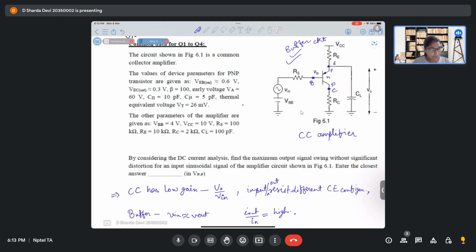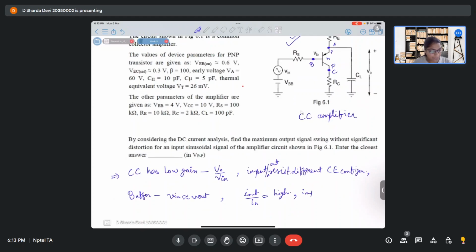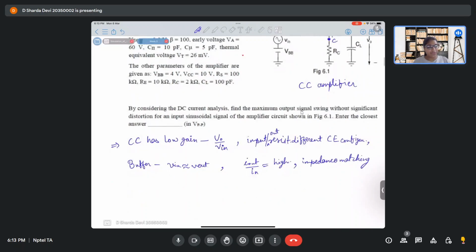And what is the usage other than this? What else can a buffer circuit provide? How about if we think in terms of frequency and delays? Can you think of anything? Ma'am, it is used for impedance matching. Yes, it can be used for impedance matching. So how can we use it for impedance matching?